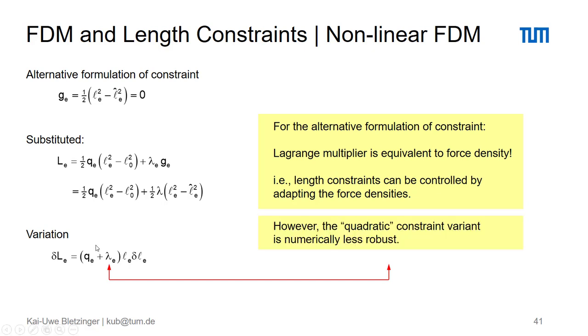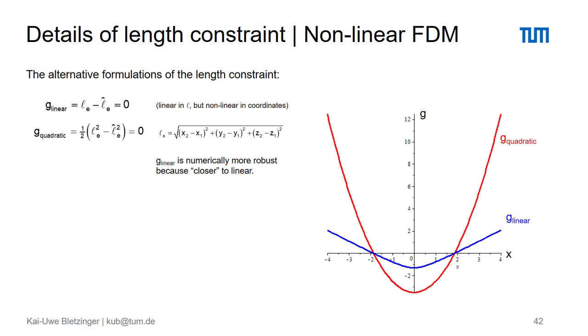Nevertheless, it appears that if we do it like this, in comparison with the linear variant, where we would just look at the difference of the lengths instead of the difference of the lengths squared, this quadratic variant is numerically less robust than the linear one. That's simply a finding from experience, and we may explain it like that.